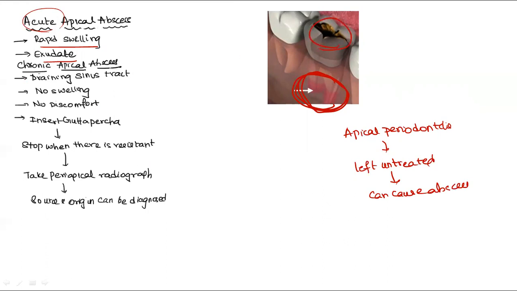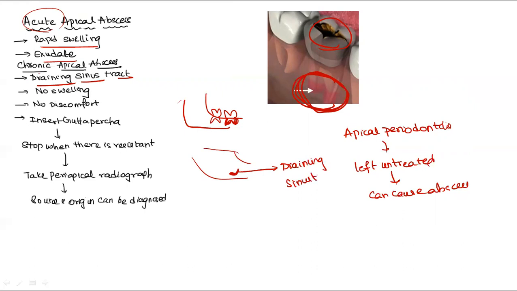Now, chronic apical abscess, there will be draining sinus tract. Like for example, okay, so this is a patient's chin. Okay, now there might be an inflammation here, and on his outer layer of the chin you can see that there is something like this scar. Okay, this is nothing but draining sinus tract.